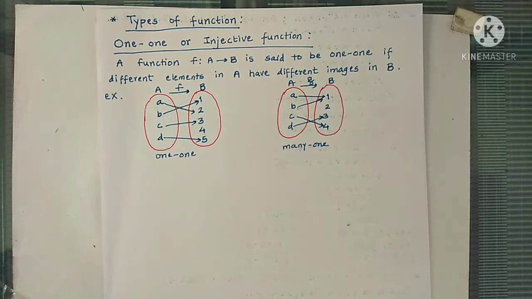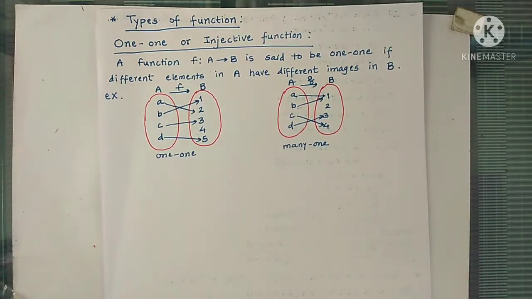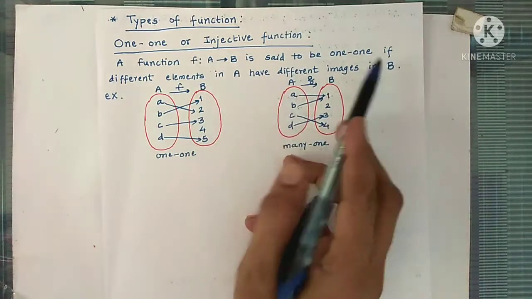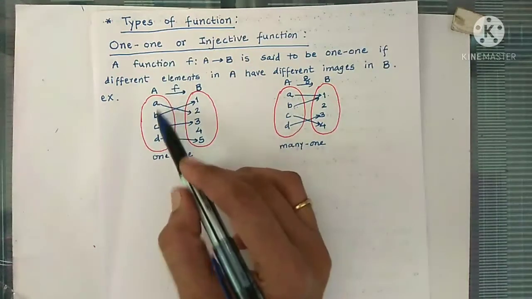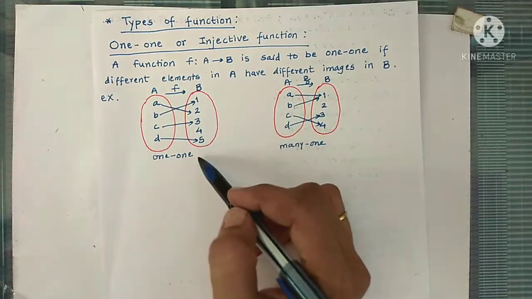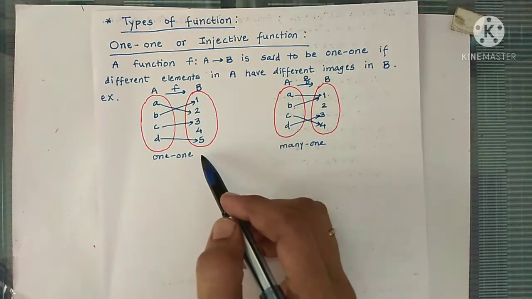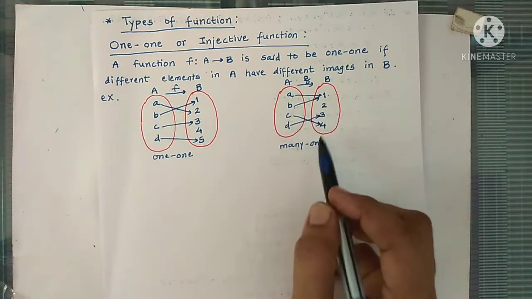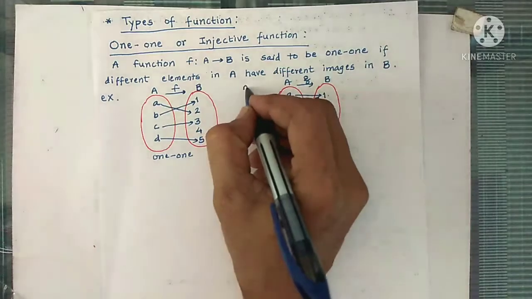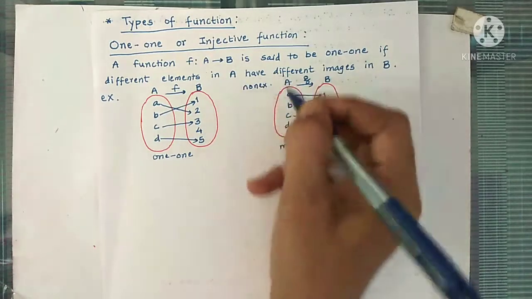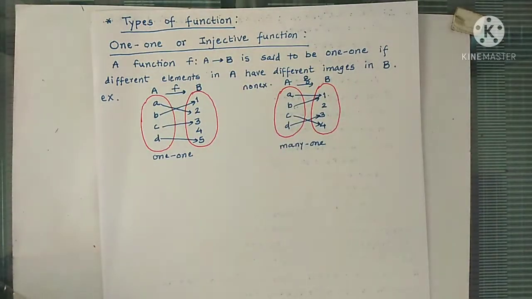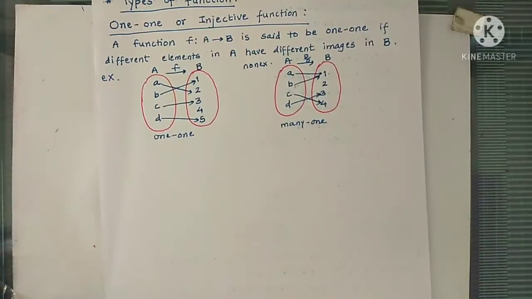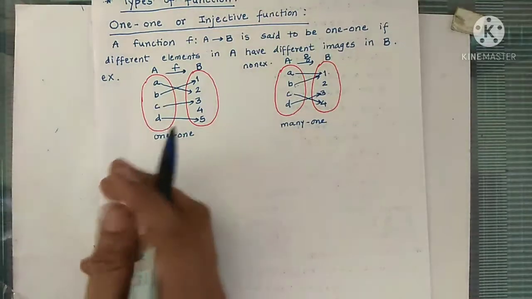Now let's define a one-one function. The definition of a one-one function is: a function f from A to B is said to be one-one if different elements in A have different images in B. So all the images are different. Here a and b have the same image, so that's why it is not a one-one function. This is a non-example of a one-one function, or it is known as a many-one function. Okay. Now the next one is injective. This one is an injective function.